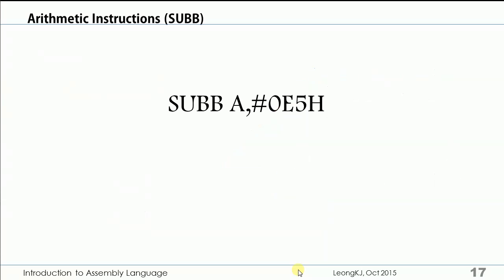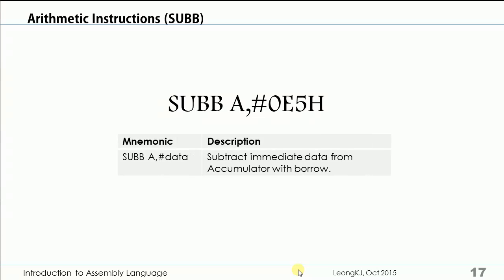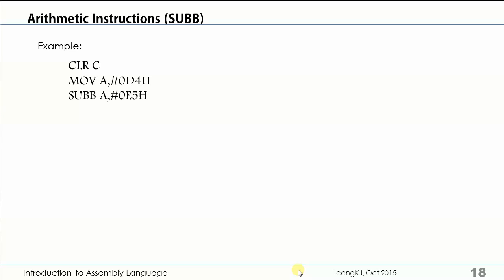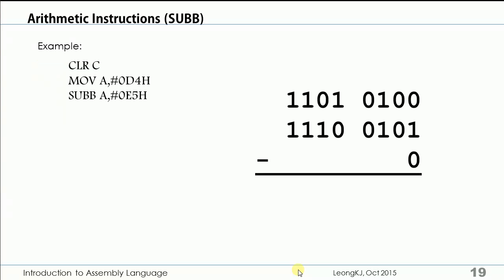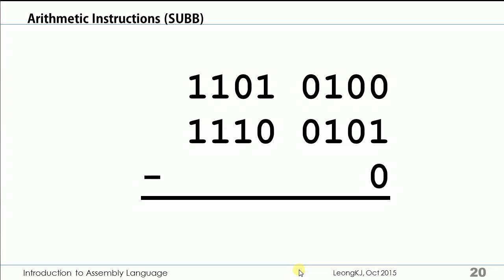The subtraction instruction. The subtraction instruction subtracts the immediate data from the accumulator with borrow. What does with borrow mean? Basically, the accumulator is subtracted by the immediate data and the carry flag. Let's try an example. The clear C instruction clears the carry flag to 0. The instructions subtract the immediate data E5 hex and the carry flag, which is 0, from the accumulator which contains D4 hex. Let's take a closer look at the subtraction.